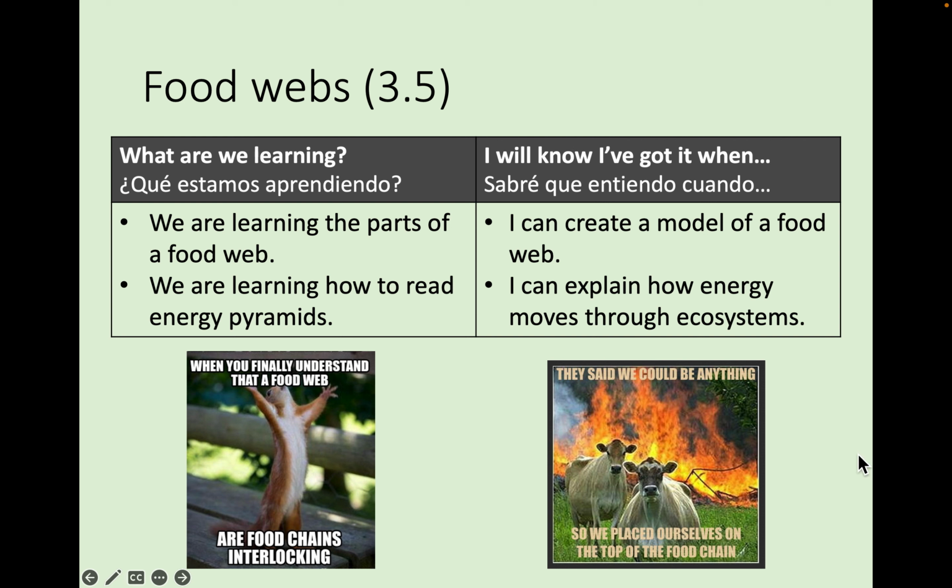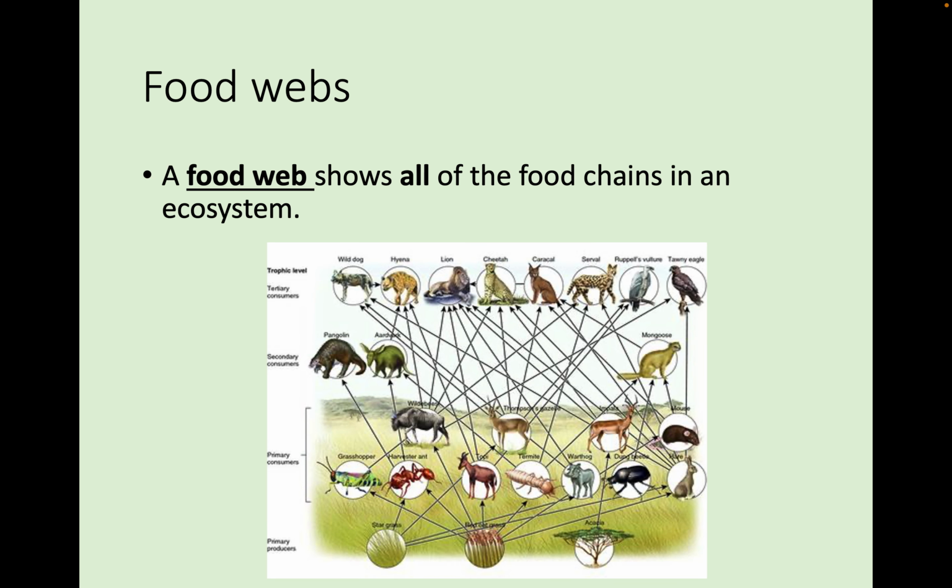We made it to the end of Bio A, to wrap things up here with food webs. A food web shows all of the food chains in an ecosystem, and the arrows can be pointing all over the place. They can get really complicated if you try to include everything.